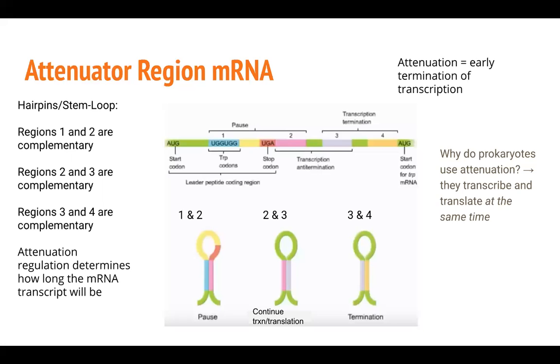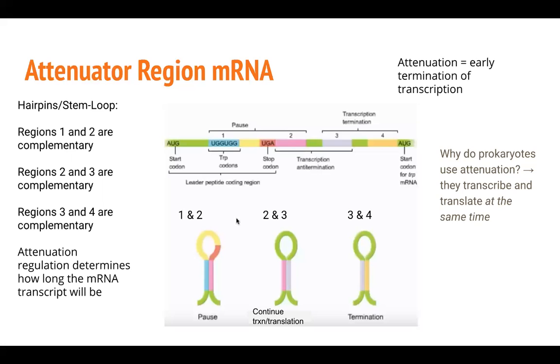So why do prokaryotes use attenuation? It's because, if you remember, they transcribe and translate proteins at the same time. So mRNA is being transcribed at the same time that it's making proteins. While mRNA is being transcribed, it can also be making the tryptophan proteins, and then halfway through, it could be like, all right, we have plenty, we need to stop transcribing this mRNA. We don't need it anymore.